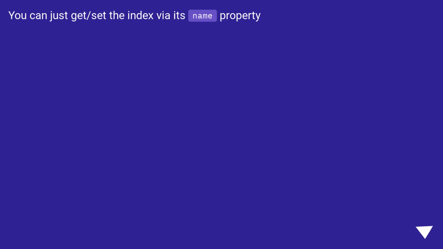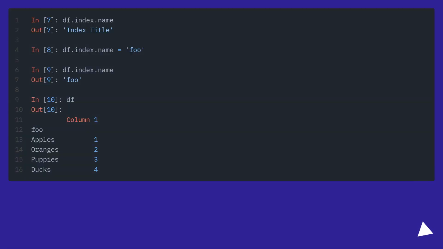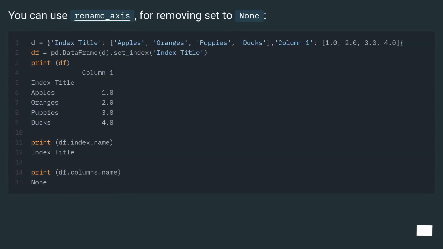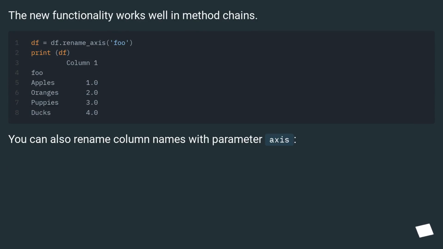You can just get/set the index via its name property. You can use rename_axis for removing, set to None. The new functionality works well in method chains. You can also rename column names with parameter axis.